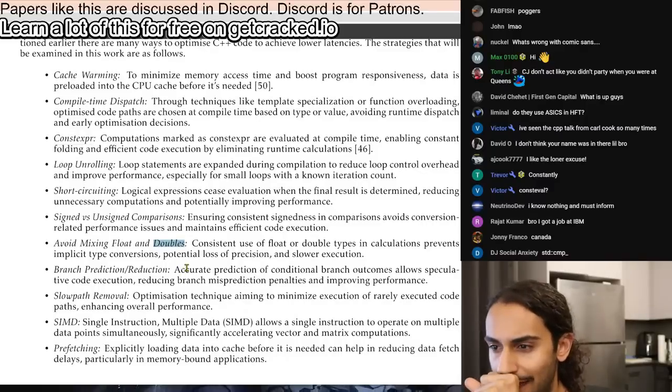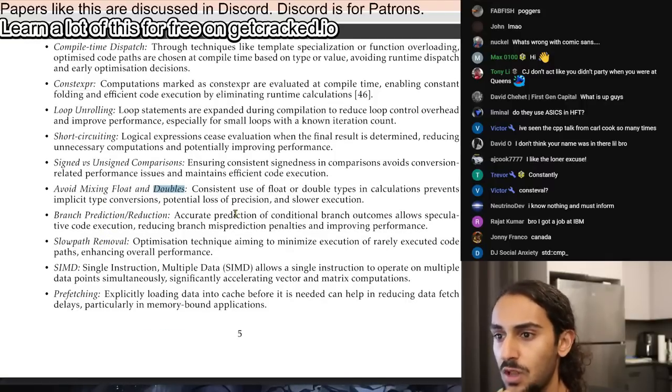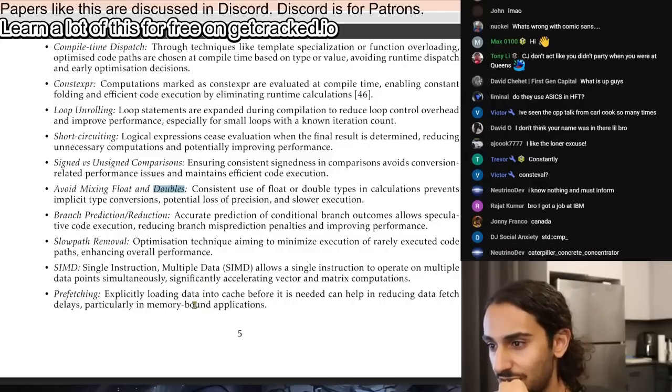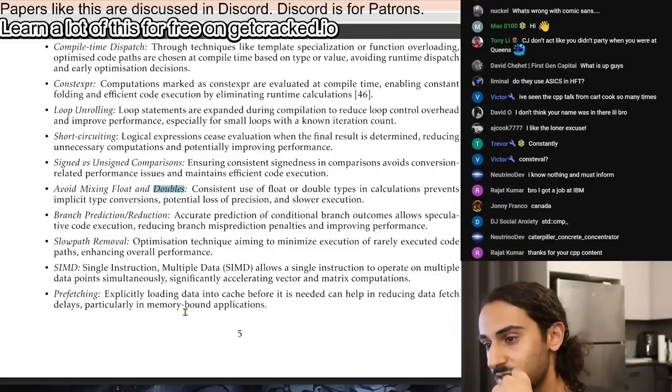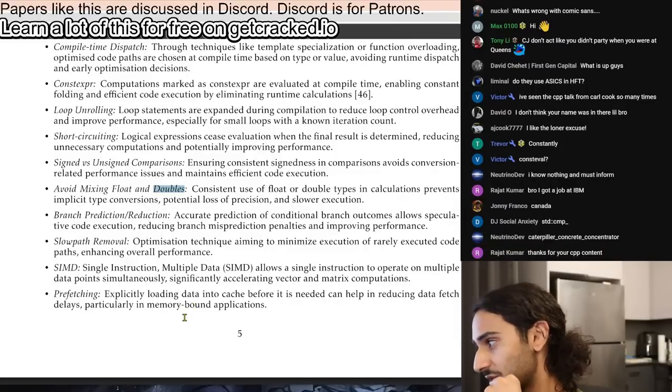Branch prediction reduction. Accurate prediction of conditional branch outcomes allows speculative code execution, reduces branch misprediction penalties, and improves performance. Slow path removal. An optimization technique aiming to minimize execution of rarely executed code paths, enhancing overall performance. SIMD. Single instruction, multiple data allows a single instruction to operate on multiple data points simultaneously, significantly accelerating vector and matrix computations.